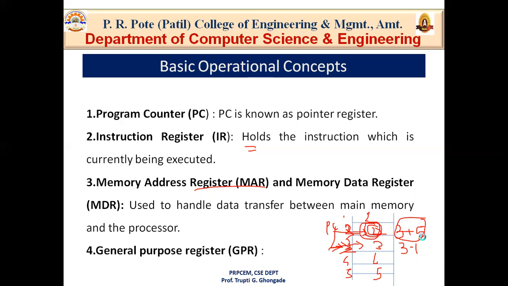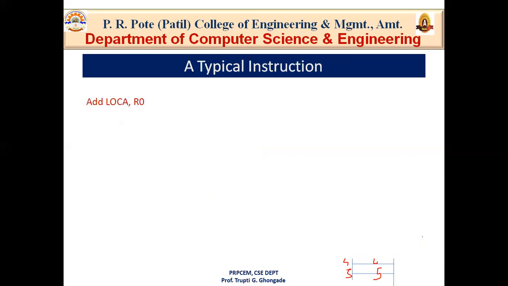Now we know that a program is a set of instructions. The processor has to fetch an instruction from memory. After fetching, the processor has to decode that instruction. Why do we have to decode it? To get to know what type of operation we have to perform on that data. That's why we have to decode an instruction. After decoding, we have to perform execution.